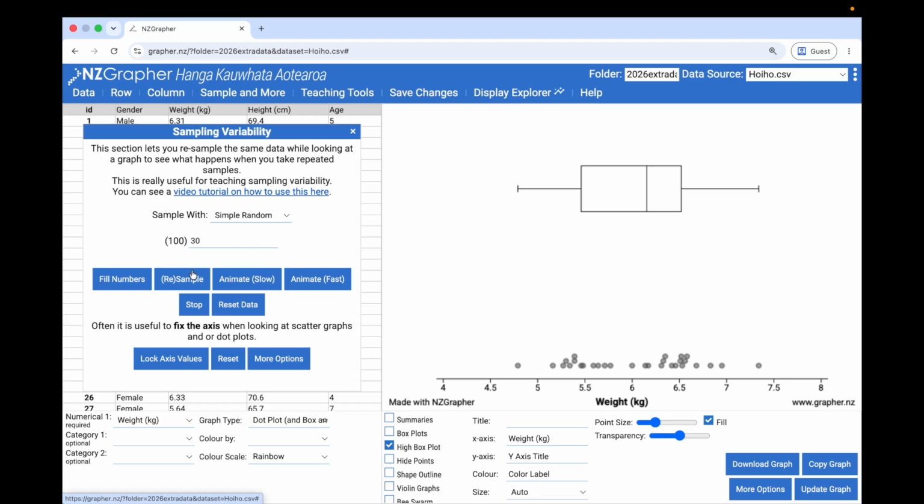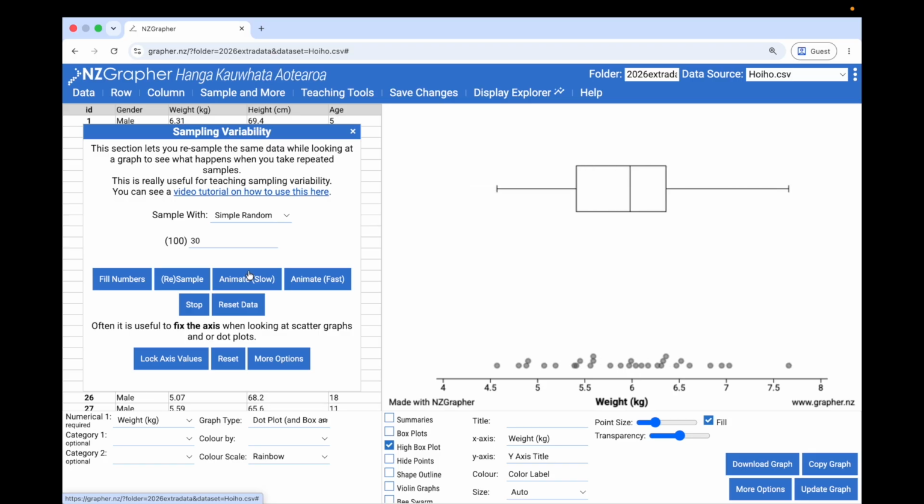We can see our minimum changed quite a bit, our maximum changed quite a bit, because in the population, there weren't many at the min and the max. And we've got a little bit of change there in the middle. And what I can do is I can animate that. So I can say, cool, I'm going to take a whole bunch of samples of 30. This is useful for kids to be thinking about what changes when we take samples.